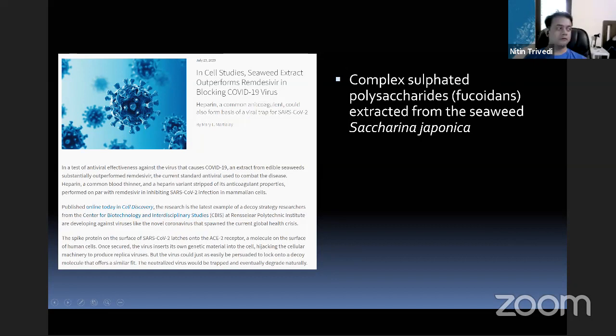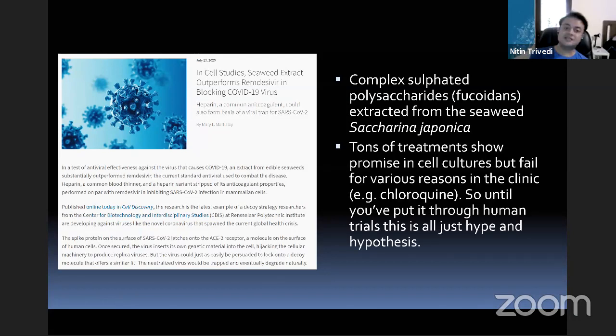That is also a part of the trial and error, though it doesn't work much. The issue here is that it's actually on cell lines. And tons of treatments show promise in cell studies but fail as products, like for example, chloroquine. So until you have put them into the human trials, all is just hype and hypothesis.